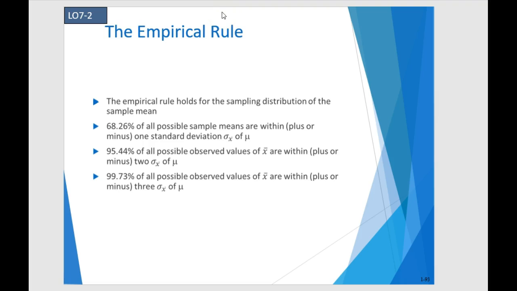If you recall the empirical rule from the last few chapters, within one standard deviation of the mean we have roughly 68% of all of the data points. Within 2, roughly 95% of all the data points. And within 3, 99.73%.